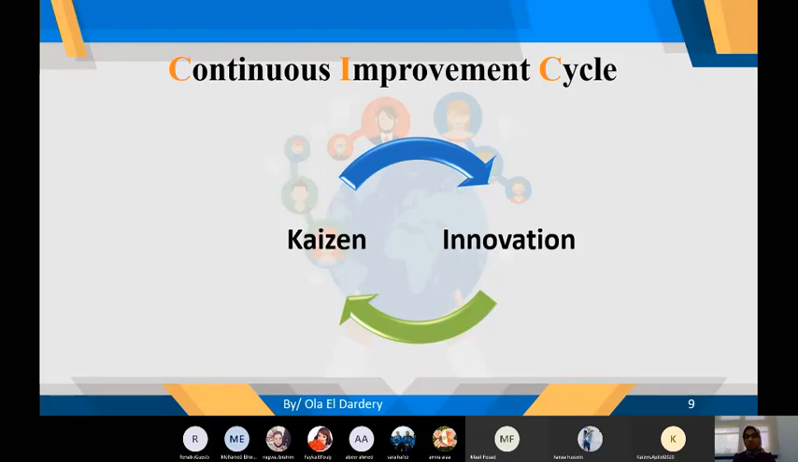Innovation means radical change. We're going to have a change that happens at a certain time. When it comes to Kaizen, it's continuous, incremental changes. And as well, we can say that Kaizen is implemented all over the globe.